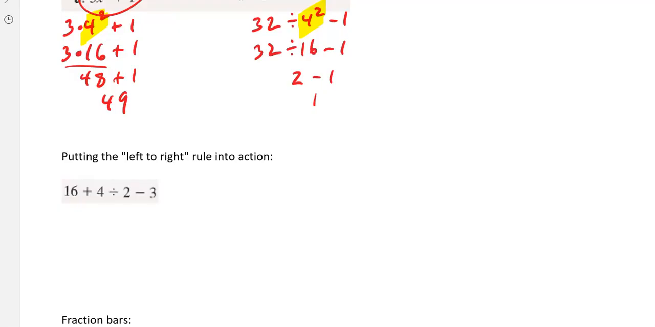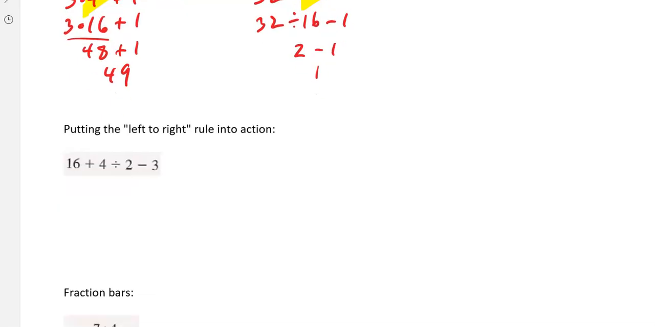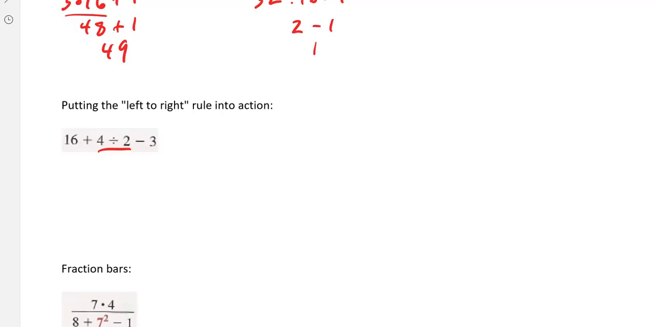We have 16 plus 4 divided by 2 minus 3. Okay, great. Well, there aren't any parentheses. There are no exponents. So we move on to the multiplication and division. Well, there's no multiplication, but I see division here. So we have 4 divided by 2. We have to do that first. 4 divided by 2 is 2. And everything else just comes down as it was.